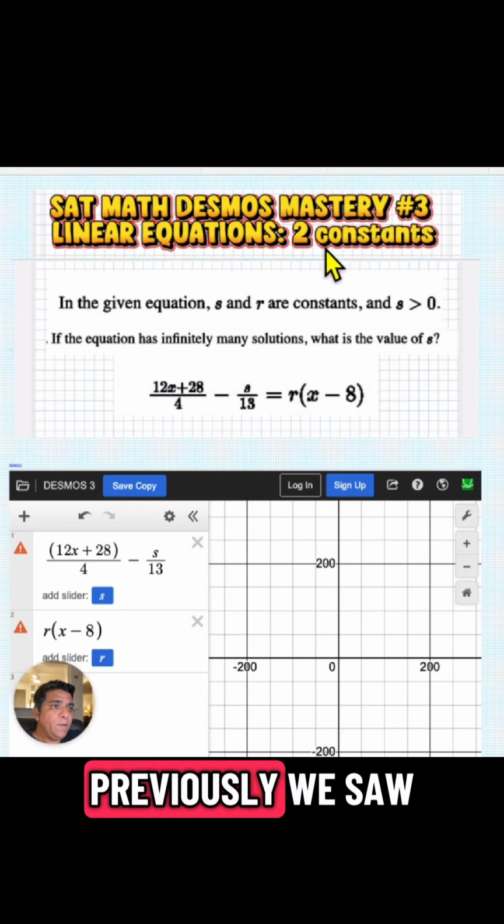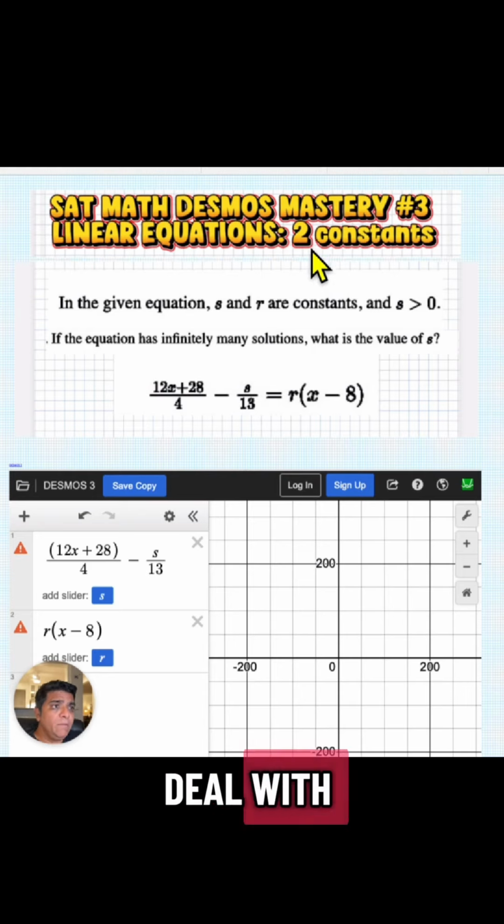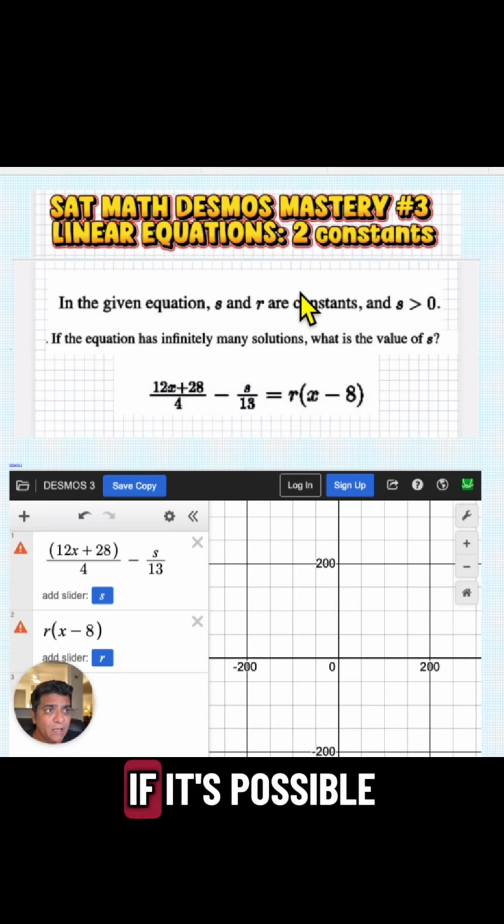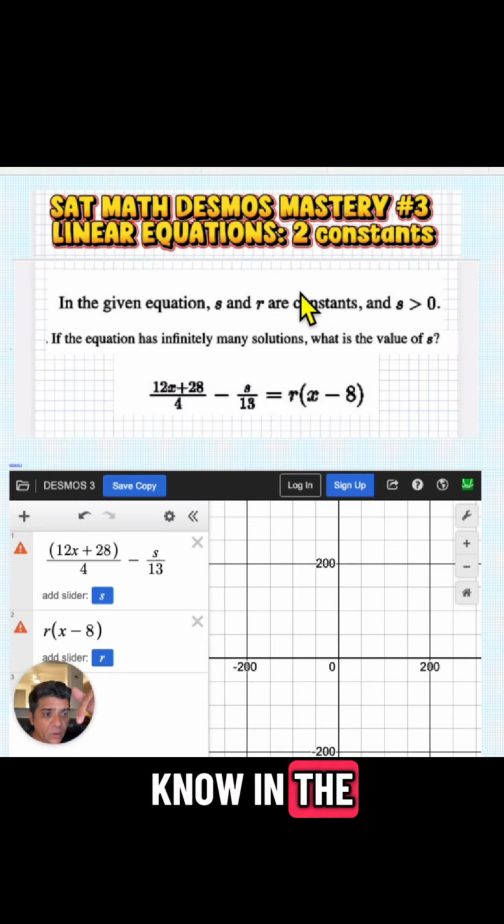So previously we saw one constant. So can we deal with two constants in DESMOS? Let's see if it's possible, and then you can let me know in the comments below what you think.